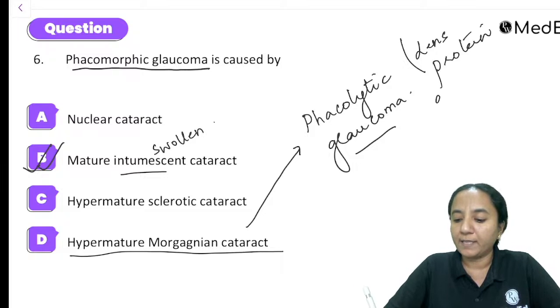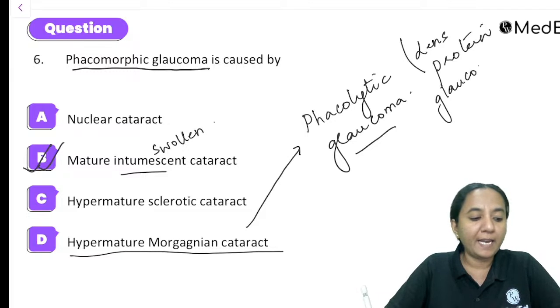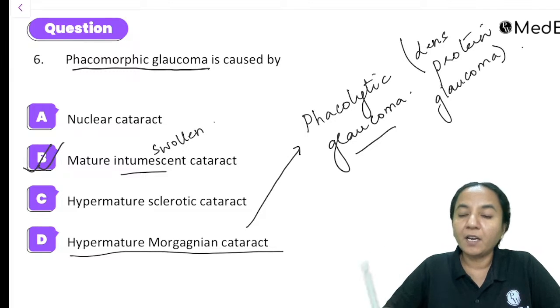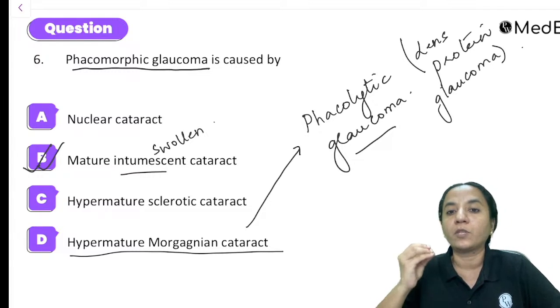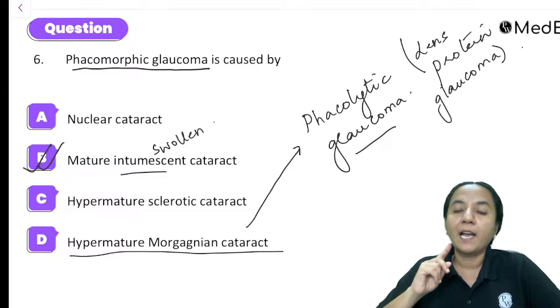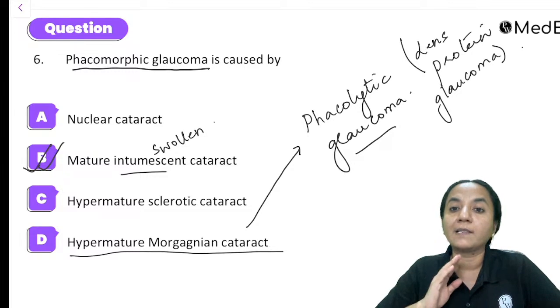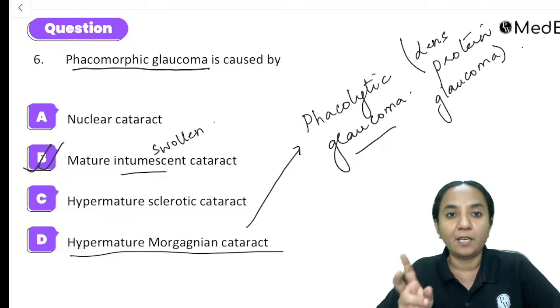Phacolytic glaucoma, what is the other name? The other name is lens protein glaucoma. Here what happens is that the lens proteins leak out and they block the pores of the trabecular meshwork. That is, hypermature Morgagnian cataract causes lens protein glaucoma or phacolytic glaucoma.